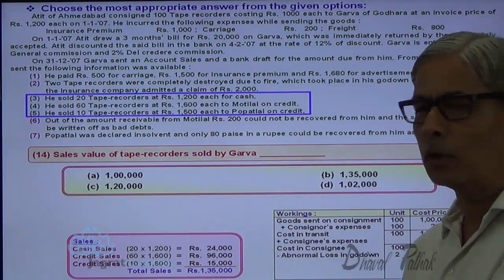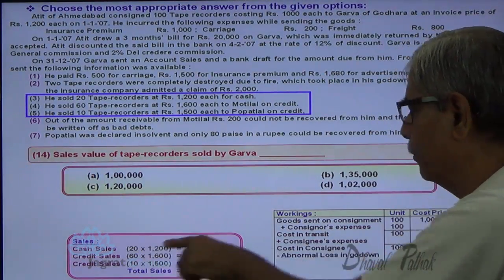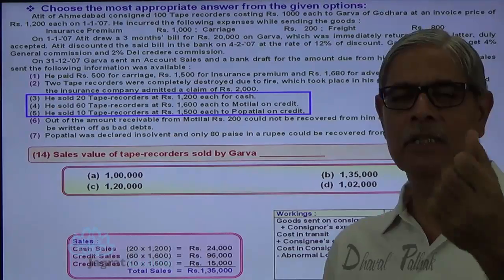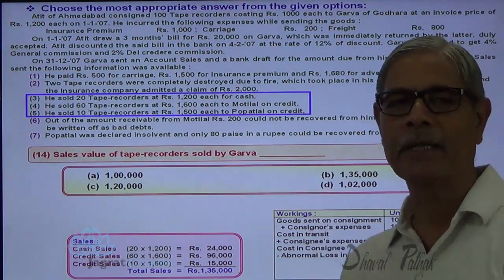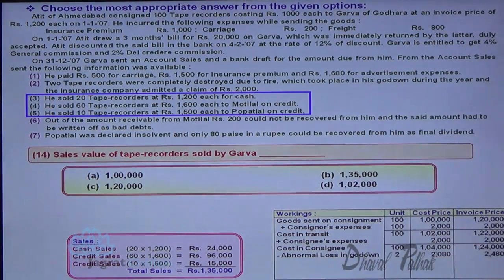The number of tape recorders sold are 60, 20 and 10 against 100 units. So 90% of the goods are sold and the sales value of the 90% of the goods is 1,35,000. So option B is the correct answer to this multiple choice question. Next.